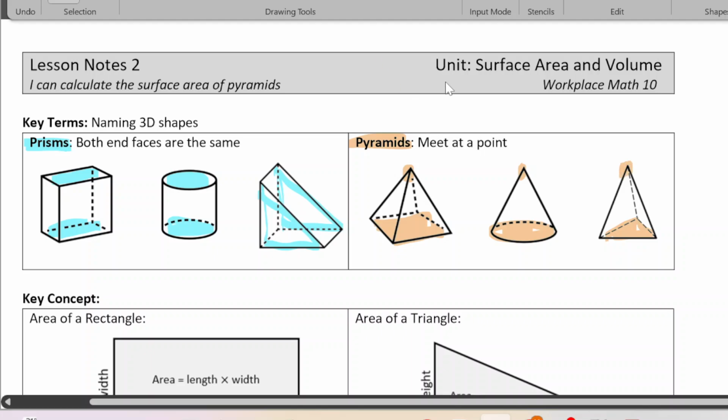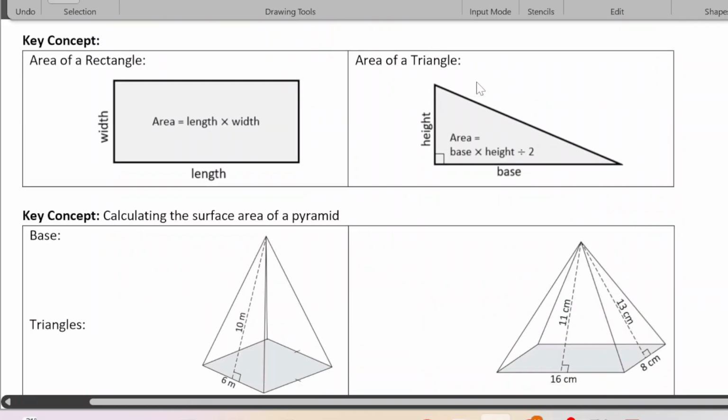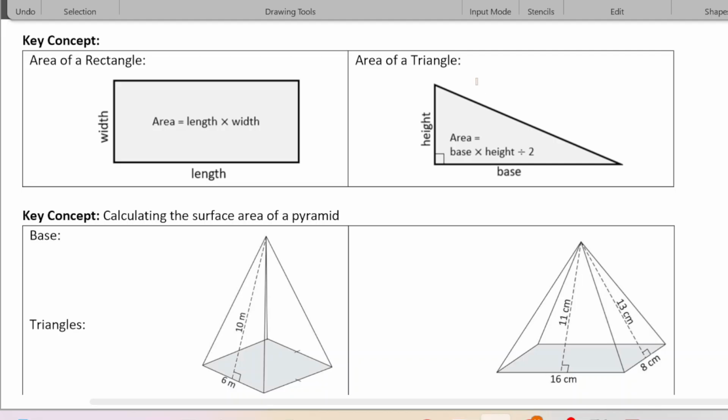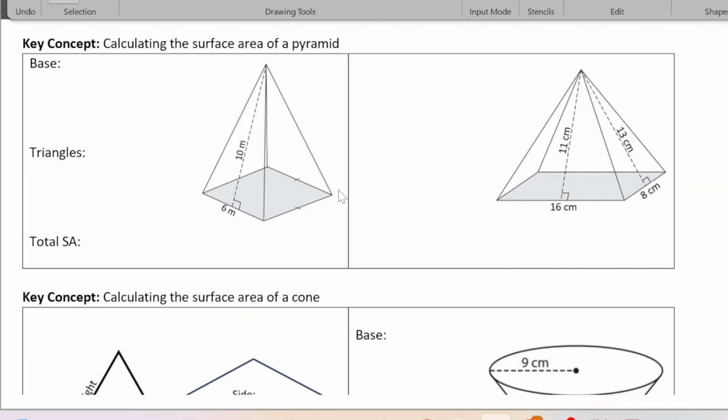Okay. Couple of formulas we need to remember before we start. One is the area of a rectangle, and that is length times width. And then we also have area of a triangle, which is base times height divided by 2. Remember, we're dividing by 2 there because if I were to draw a rectangle, the triangle is only taking up half of its size. Okay, so let's practice doing the surface area of a pyramid, and then we'll do a cone.